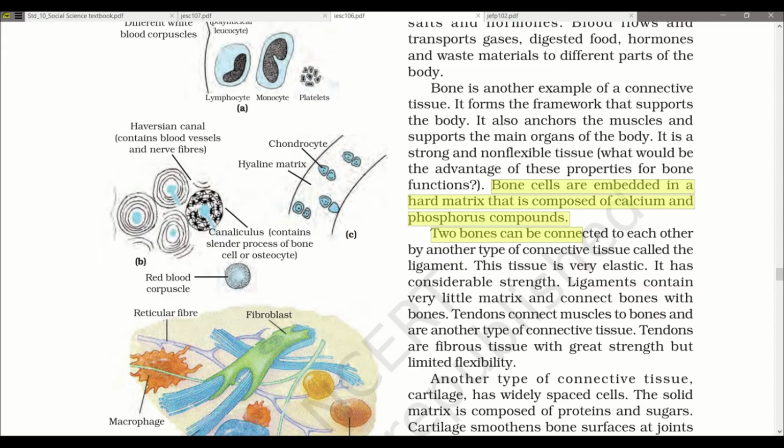Two bones can be connected to each other by another type of connective tissue called ligaments. That tissue is very elastic and has considerable length. Ligaments contain very little matrix and connect bone with bone. Then we have tendons, which connect muscles to bones and are another type of connective tissue. Tendons are fibrous tissue with great strength but limited flexibility.